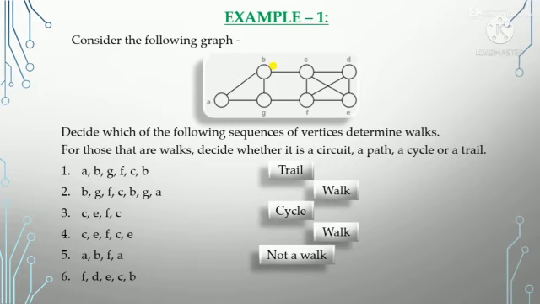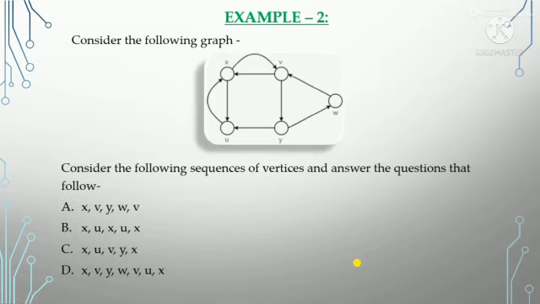Clear? Next, suppose we have this F, D, E, C, B. So what is this? This is a walk, and which type of walk is this? Path, right? Because its first and last vertex are not the same, and no edges are repeated here, no vertex is repeated here. So this becomes a path. Clear? Now let's take another example.